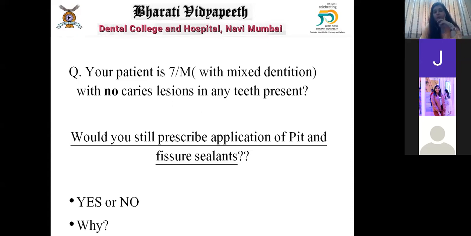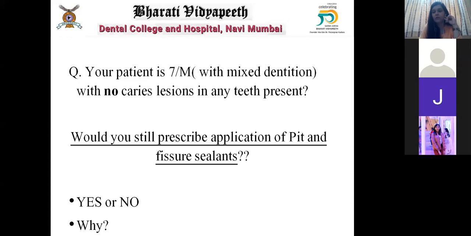You do prescribe pit and fissure sealant even if there is no carious lesion. Had there been a carious lesion in the posteriors, you would have done a PRR. Say had the caries been just in the enamel, you would have done a PRR. If there are no caries, you are going to go for a pit and fissure sealant.